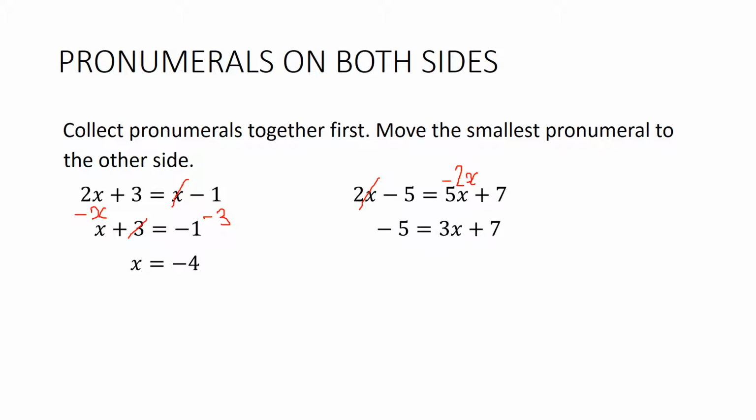Now I'm going to move this 7 over the other side. It's going to come over as a negative 7. So I'm actually going to get negative 12 equals 3x. But look what I've done. Flipped it all around. And that's okay. Remember, this is an equality. The two sides are equal, so it doesn't matter if one's on the left-hand side or one's on the right-hand side. They're still equal. So in one step there, I've switched it around.